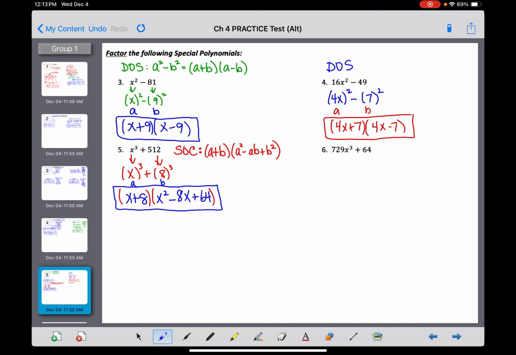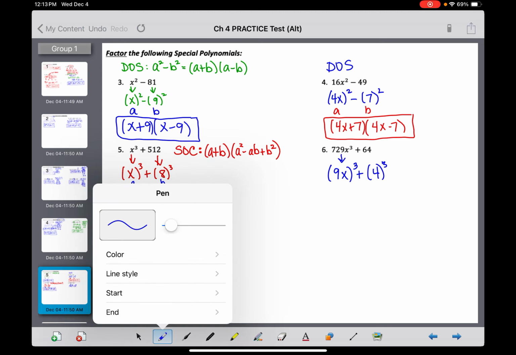Okay, number 6. I see an x cubed, so this must be another cubed. And it's a plus sign again, so it's another sum of cubes. Same factoring pattern as number 5. So I just need to figure out my a and my b. To make 729x cubed, 9 cubed is 729, so that's going to be 9 and x. 9x times 9x times 9x would make 729x cubed. And then 64 would be 4 cubed.